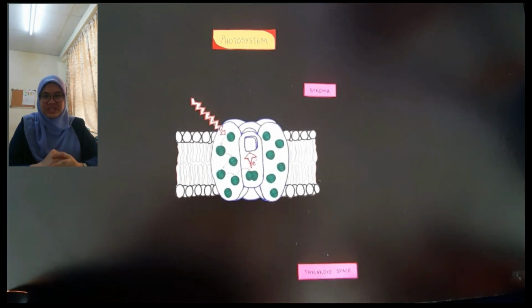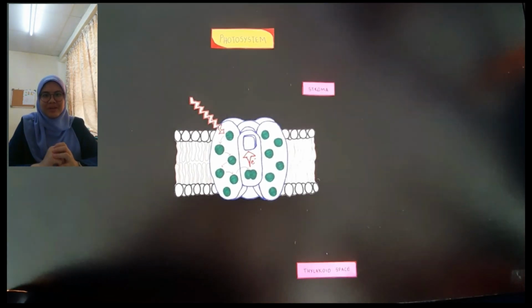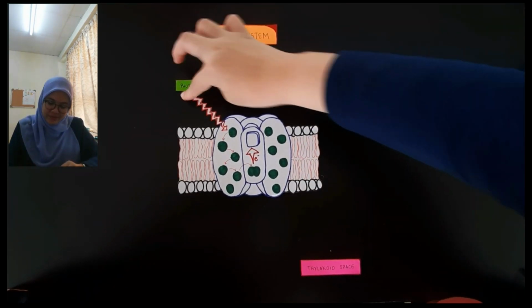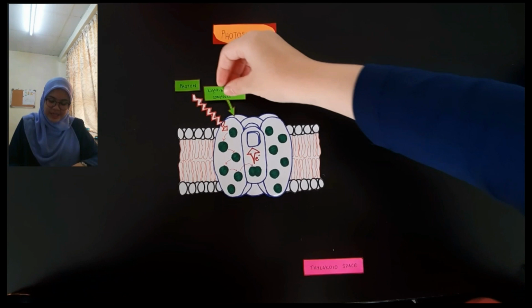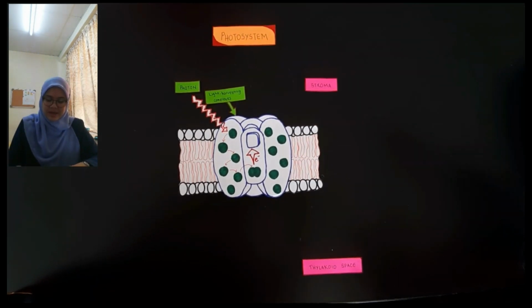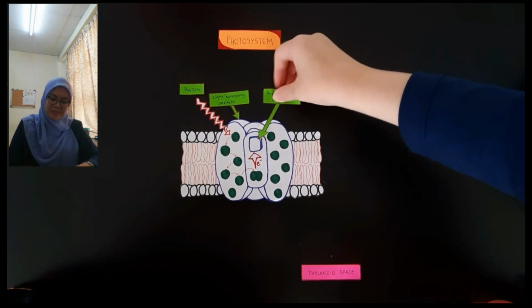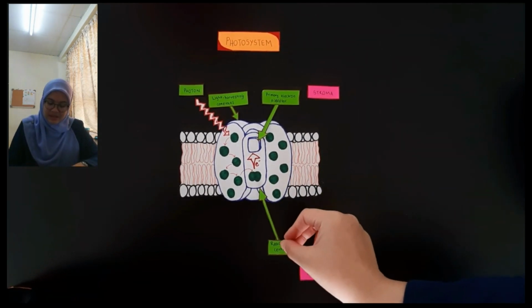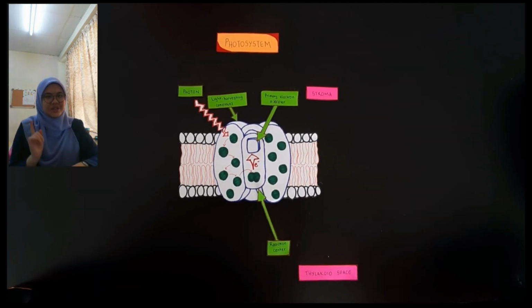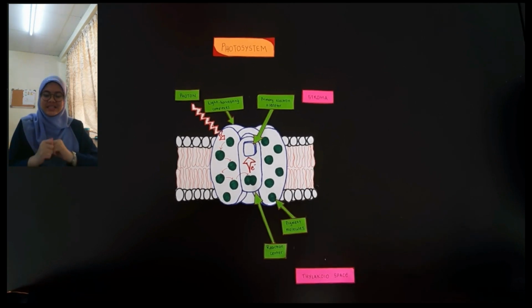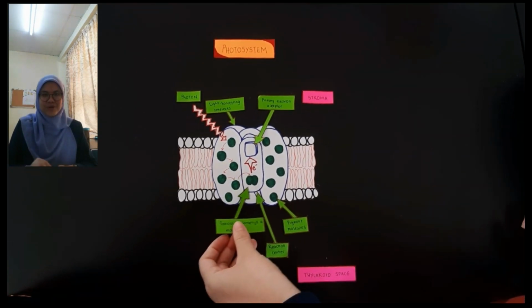In plants, photosystem is located at the thylakoid membrane, and this is how photosystem looks like. First, we will look at the photon. Second, this is the light harvesting complex. And third, this is the primary electron acceptor. And next, this is the reaction center. And not forget about the pigment molecules. And lastly, this is the special chlorophyll A molecules.